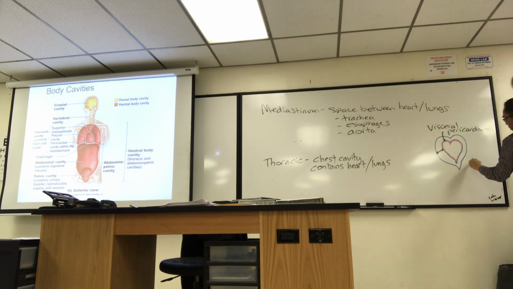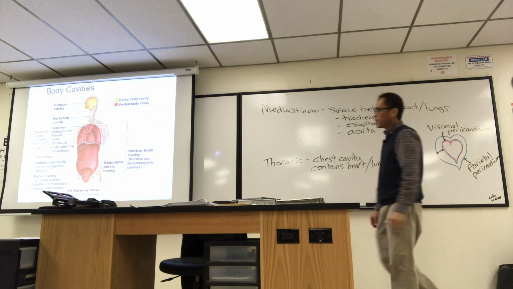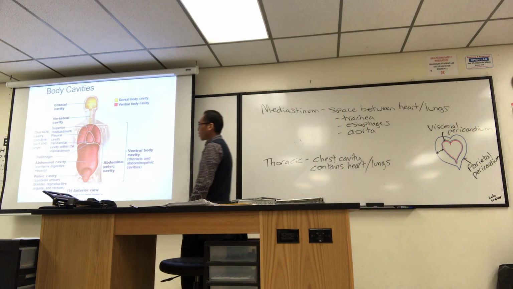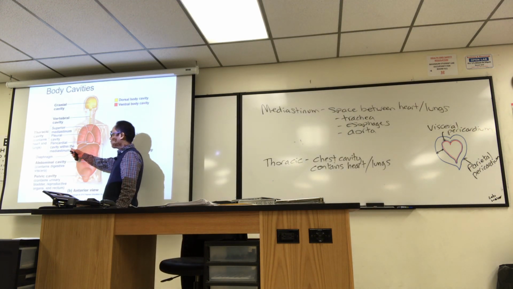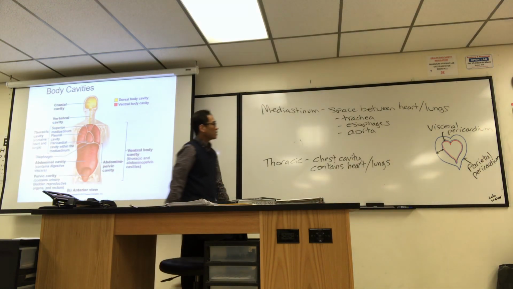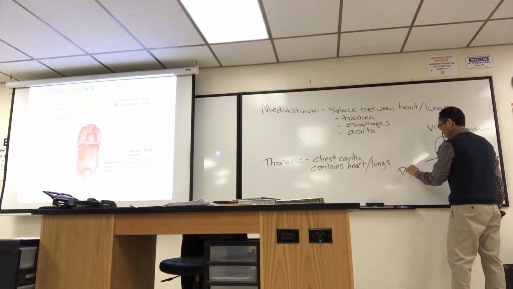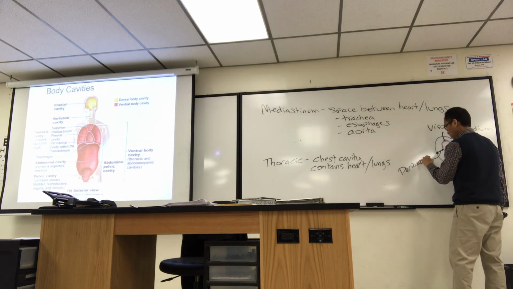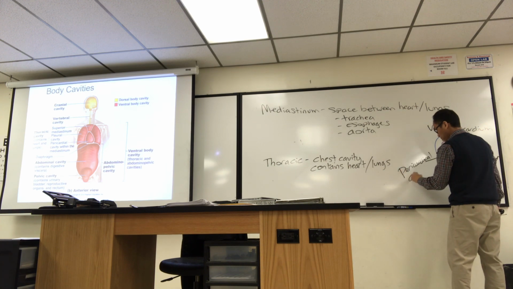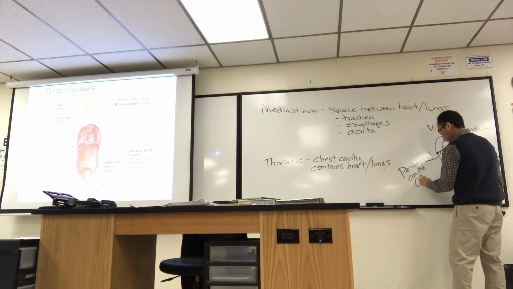The second thicker membrane, the outer one, is the parietal pericardium. Those are the names of the membranes. But the cavity in between those two is called the pericardial cavity. It's usually slick and fluid filled. So this space I defined here, pericardial cavity. It's got fluid in it.